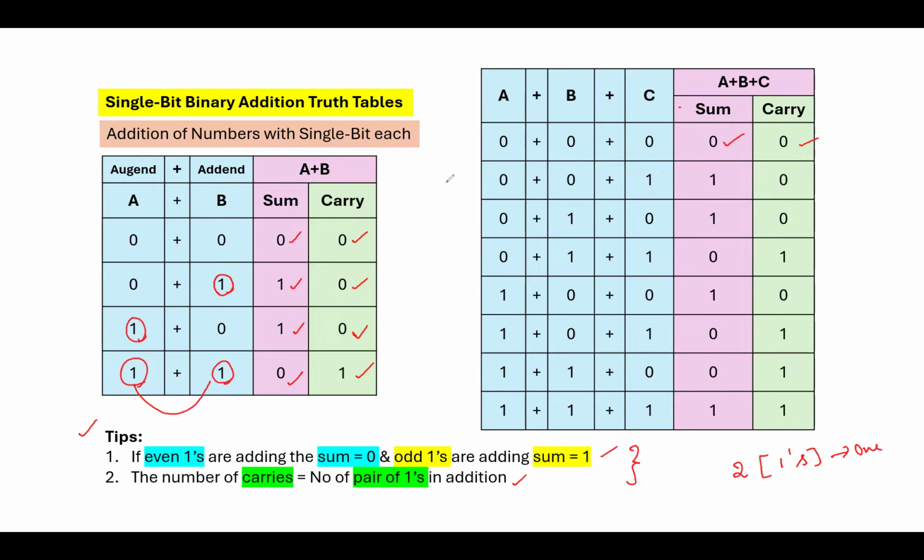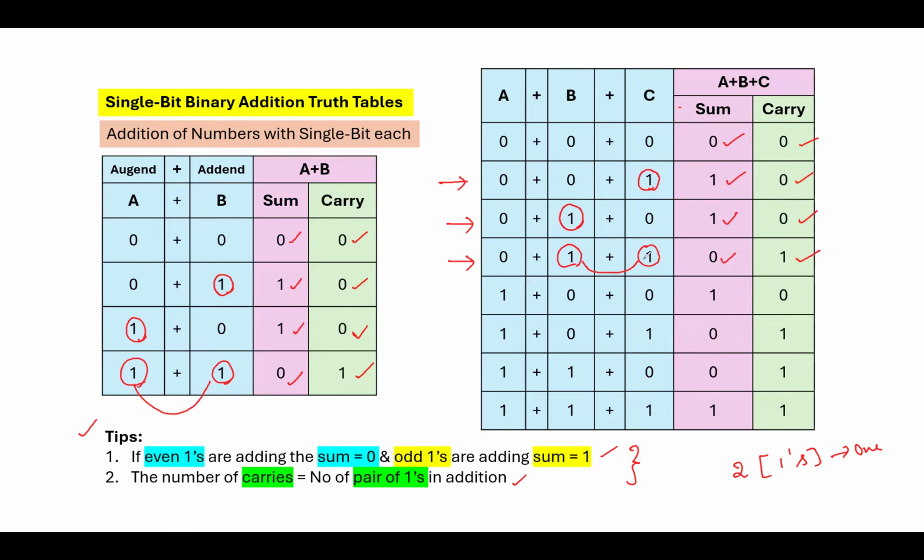Second one is 0 plus 0 plus 1. Here only single one, so that odd number of 1. Sum is 1, carry is 0. Next combination is 0 plus 1 plus 0. Again odd number of 1. Sum is 1, carry is 0. For the next combination, 0 plus 1 plus 1, even number of ones, sum is 0.